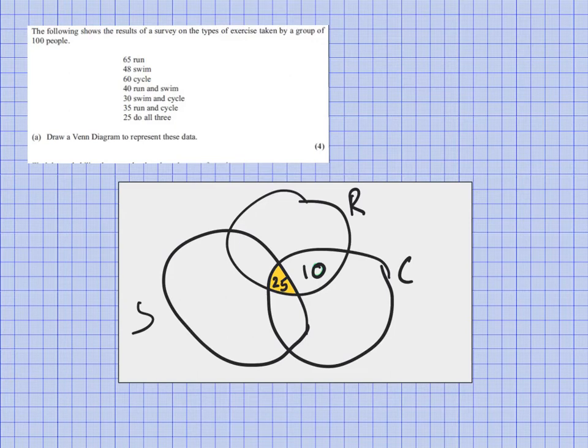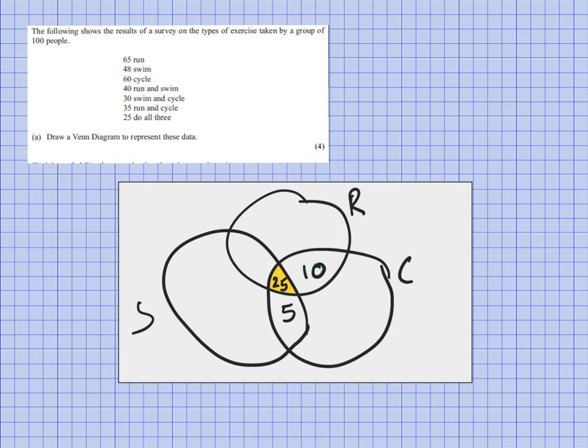That makes sense. The next thing we're going to look at is that 30 people swim and cycle. Swim and cycle is this overlap and this overlap. That consists of 30 people. So this section must be 5 people.